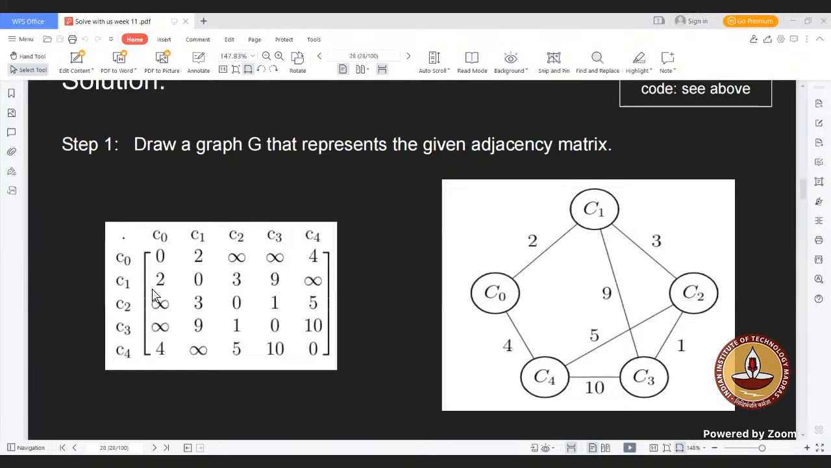Now we'll go to C1. From C1 to C0, there is an edge of weight 2, which is already drawn. C1 to C1, it is 0. From C1 to C2, you can see this edge, right? There is an edge and it is of weight 3. Similarly, from C1 to C3, there is a direct edge of weight 9. This is the other edge. And C1 to C4, there is no edge.